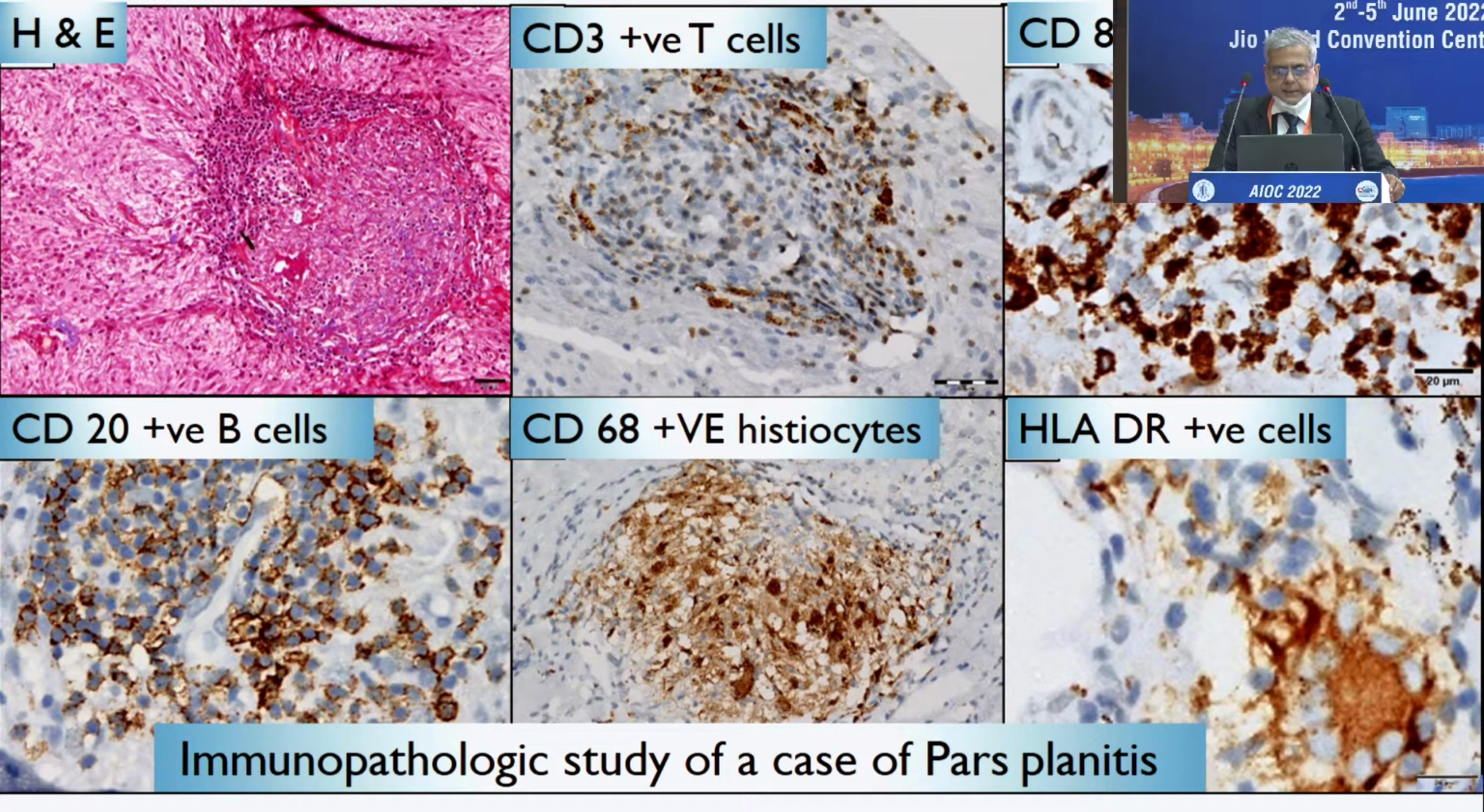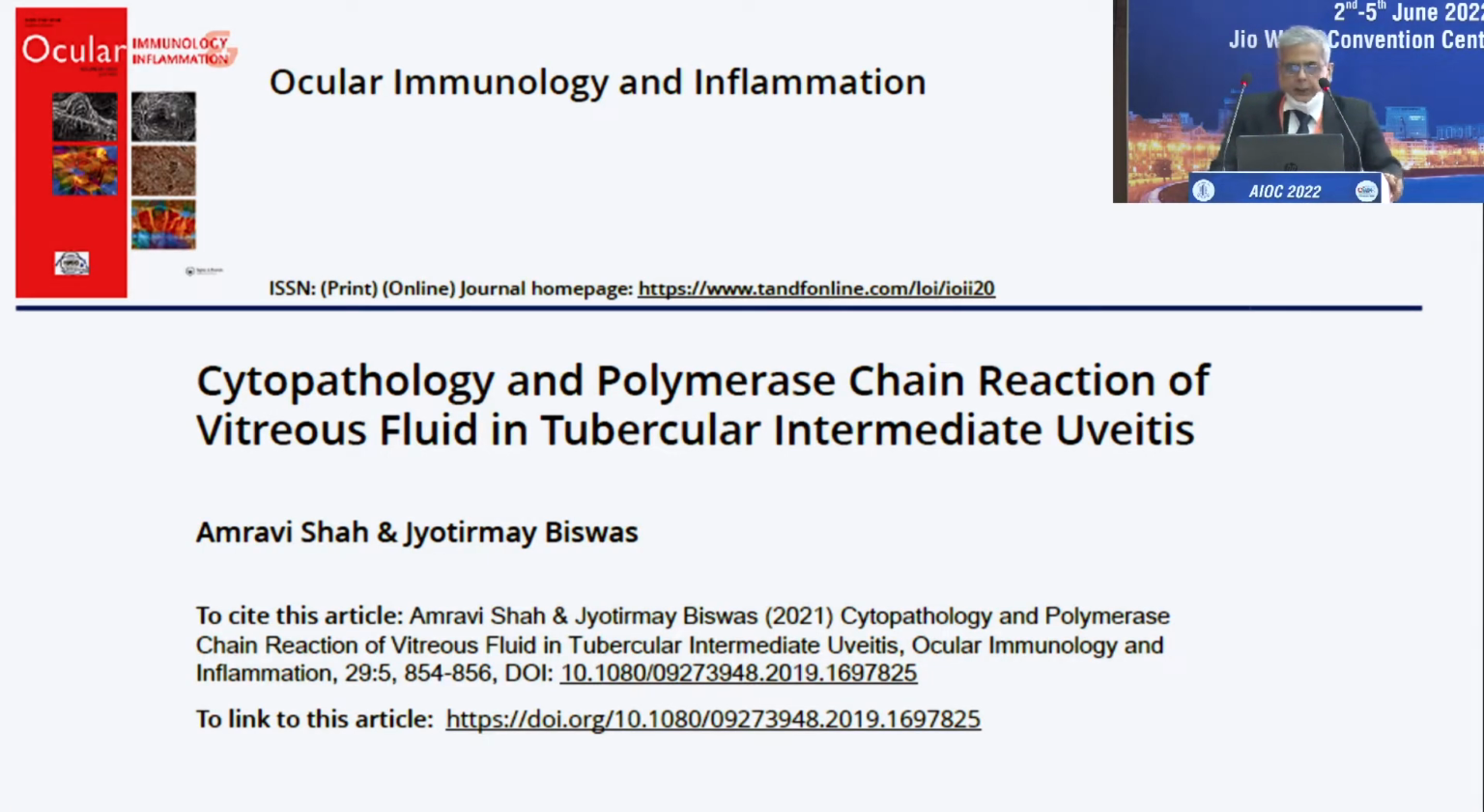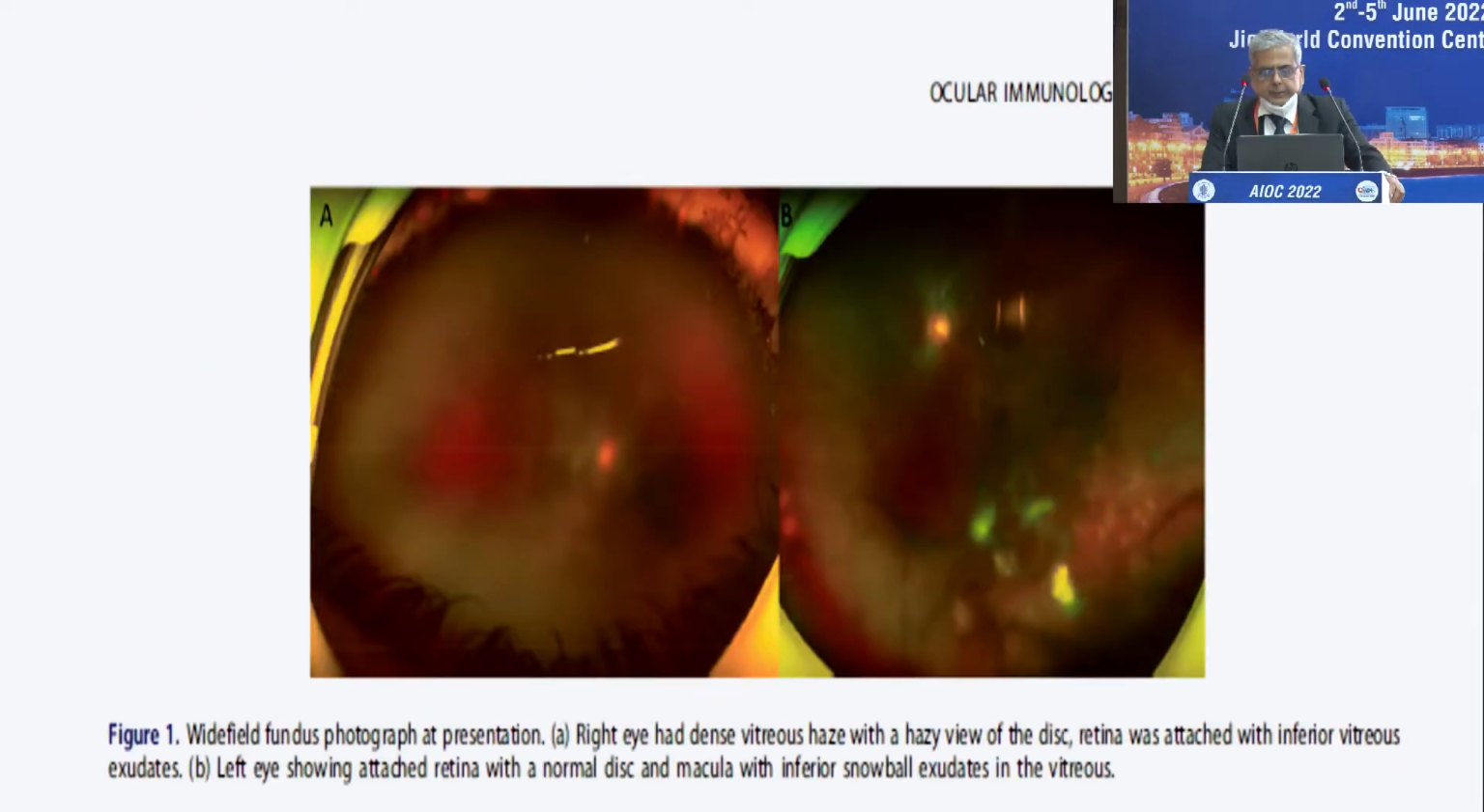There are T suppressor cells, CD20 positive B cells, CD68 positive histiocytes, and HLA-DR positive cells, indicating that both the T cells and B cells as well as the macrophages take part in the pathogenesis of pars planitis. We did cytopathology and polymerase chain reaction of vitreous fluid in tubercular intermediate uveitis. This is a rare case of tubercular intermediate uveitis with dense vitritis in one eye.